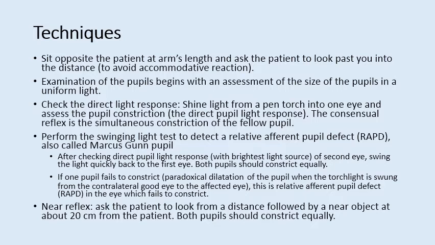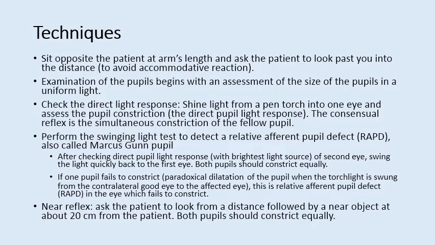Shine the light from a pen torch into one eye and assess the pupil constriction of the eye that you shine the pen torch at. This is the direct pupil light response. The consensual reflex is the simultaneous constriction of the fellow pupil when you shine the light into the first eye. For the consensual light reflex, you will need a second pen torch for you to see whether the fellow pupil is constricting or not when you shine the pen torch in the first eye.